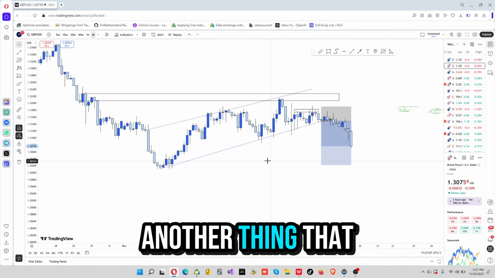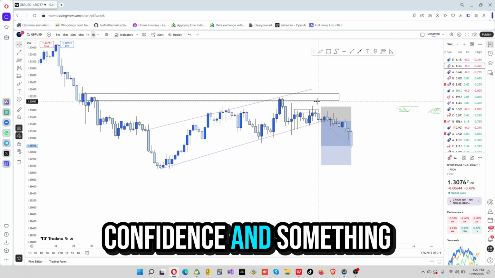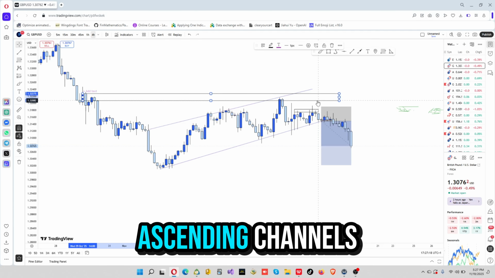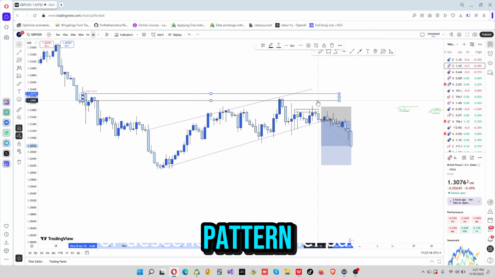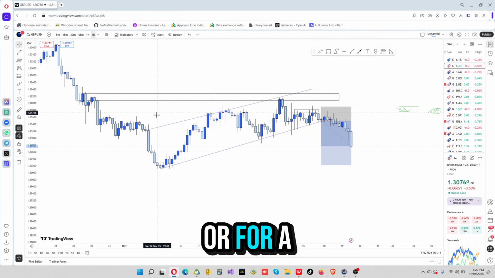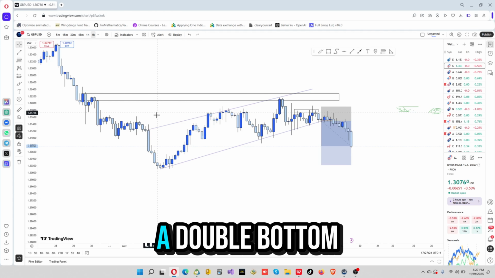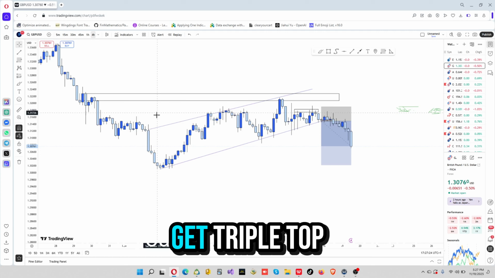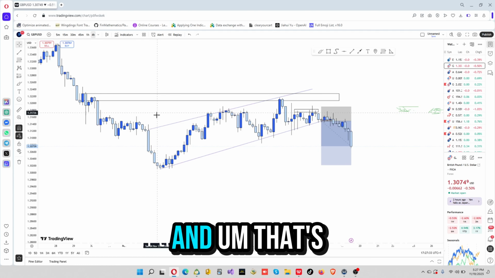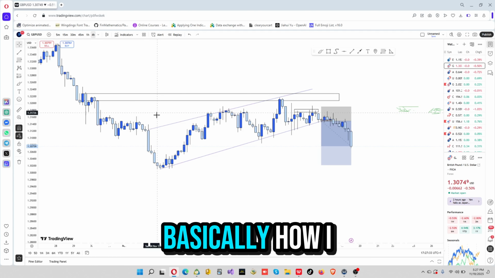Another thing that gave me the confidence, and something I really love to see when I'm looking at these ascending channels, or descending channel patterns, is a double top, or for a descending channel, a double bottom. And if you get a triple top, even better. So once I get a double top, I'm so happy to take that trade. And that's basically how I trade.